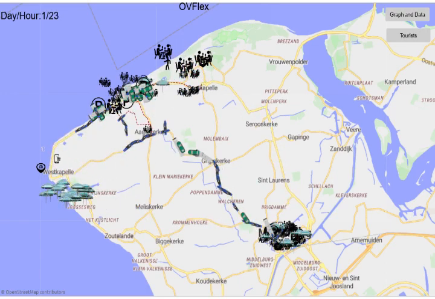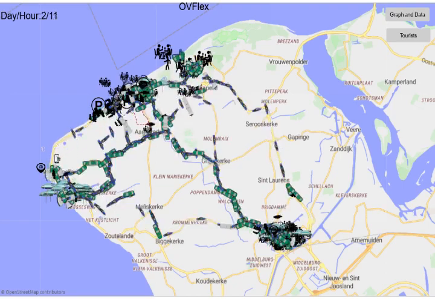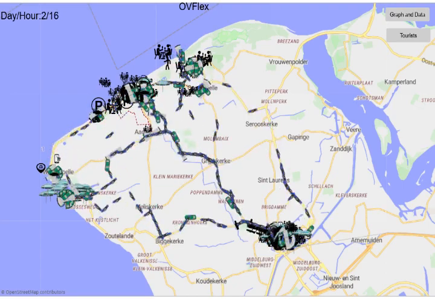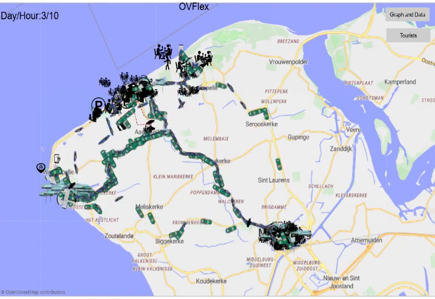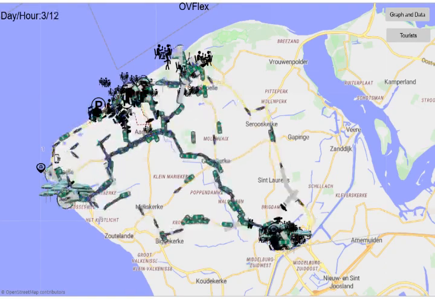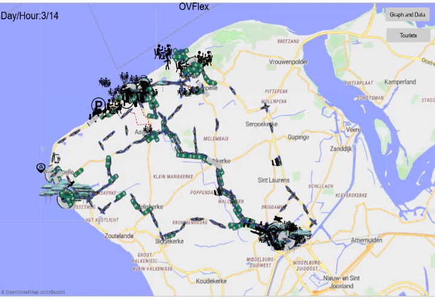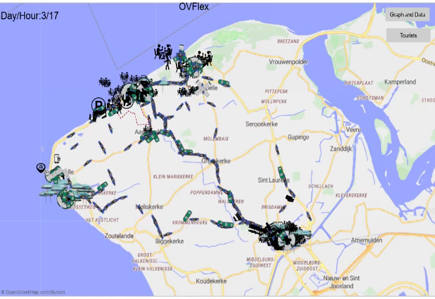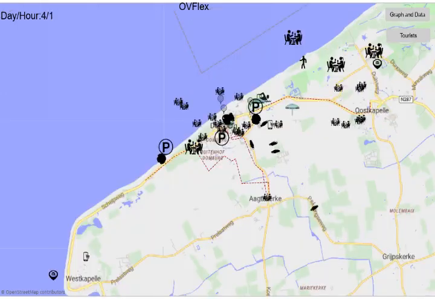In this case, the scenario involved is the OV flex scenario. In this scenario, an extra fast bus line is added between Domburg and Middelburg. Movements of tourists and inhabitants are visualized using icons. Resources are split into accommodations and attractions. Accommodations are also visible and are spread around the area they are connected to.